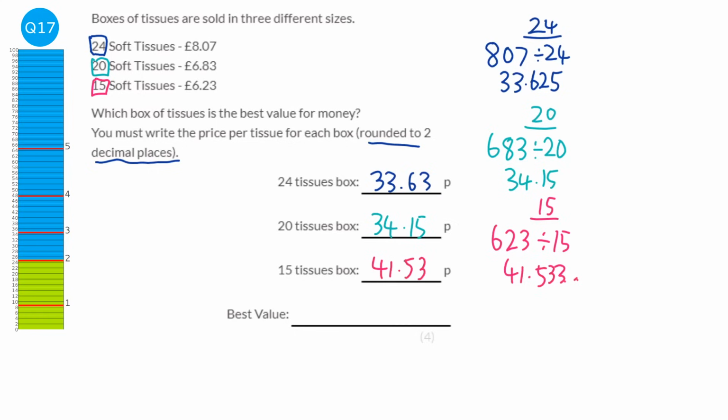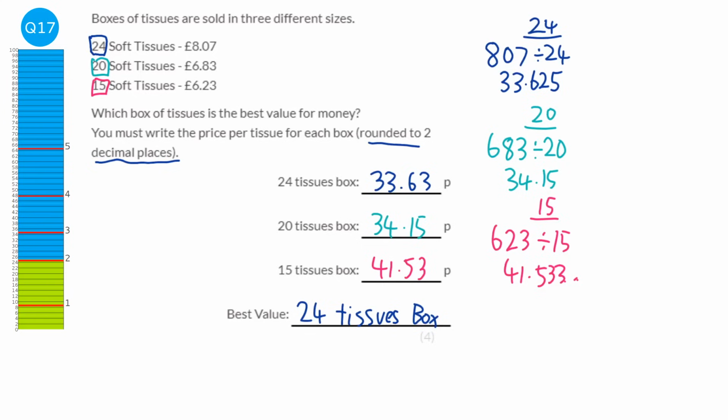So if you buy 15 tissues, it will cost 41 pence. 20 tissues, it will be 34 pence per tissue, but 24 tissues will be 33.63. So that's by far the cheapest. The best value is the 24 tissues box.